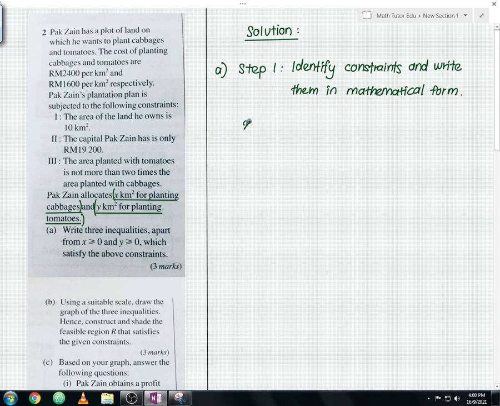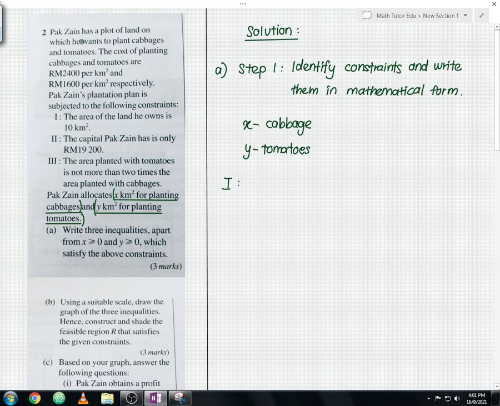So X is representing cabbages and Y represents tomatoes. Now let us start to write down the constraints into mathematical form, beginning with constraint 1. It mentioned here the area of the land he owns is 10 km square. In this case, he stands for Pak Zain.